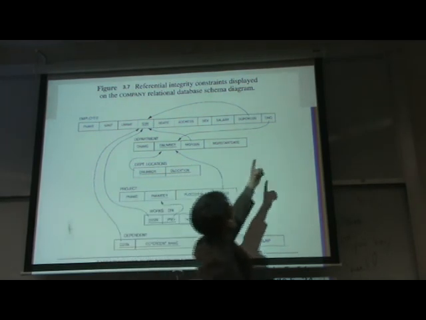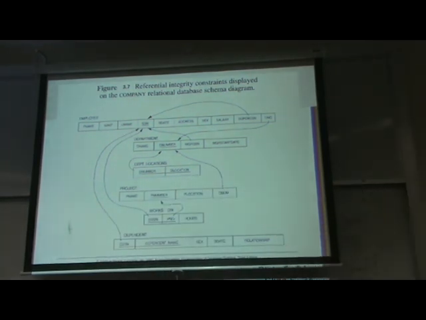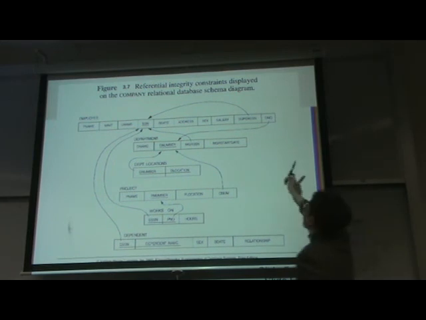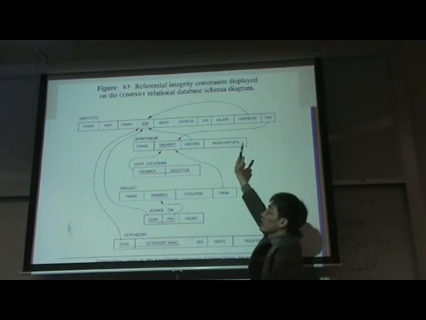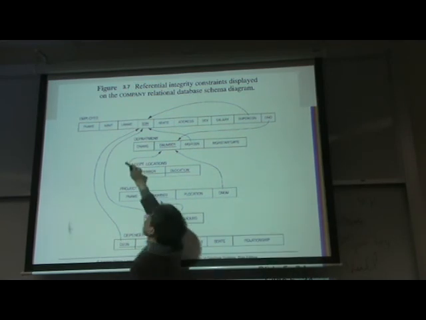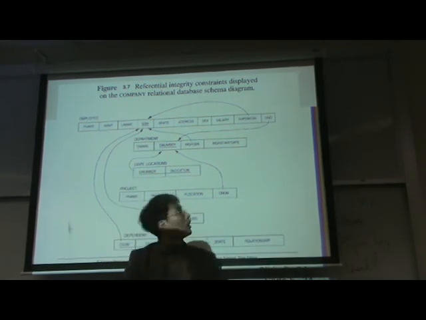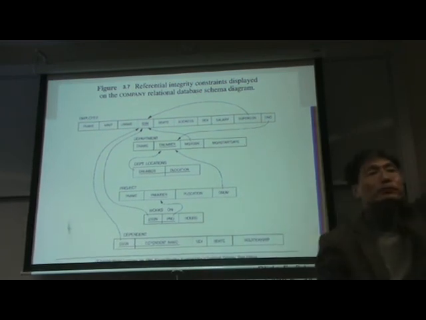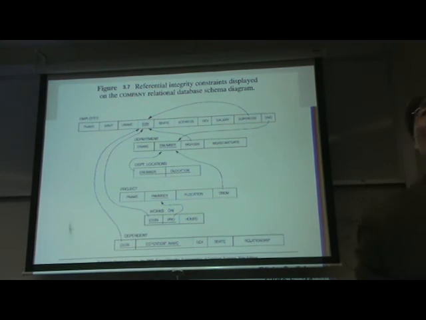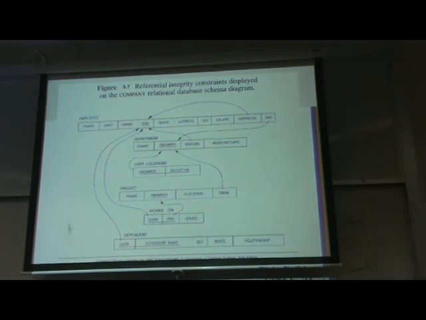For example, super SSN refers to SSN. What does that mean? When we insert the data, supervisor SSN should exist in the SSN. What if? Can it be null? Super SSN, can it be null or not? Yes, it can be null. It doesn't have to be non-null.